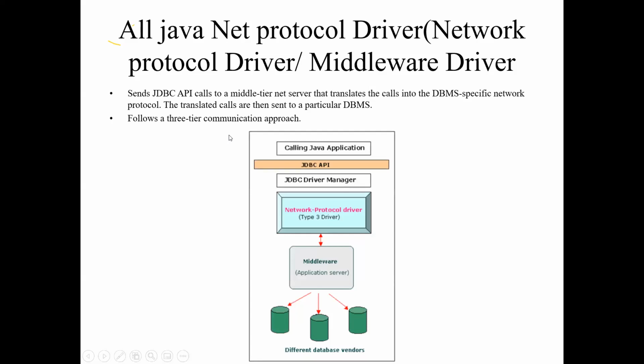Okay, so the type 3 driver follows the 3-tier architecture. Who will provide the type 3 driver? We can't provide it. The middleware servers are available, and the middleware server provides the type 3 driver. What is the advantage compared to the type 2 driver? Here, for all the databases only one software is available. With the help of installation of that software we will use the type 3 driver.